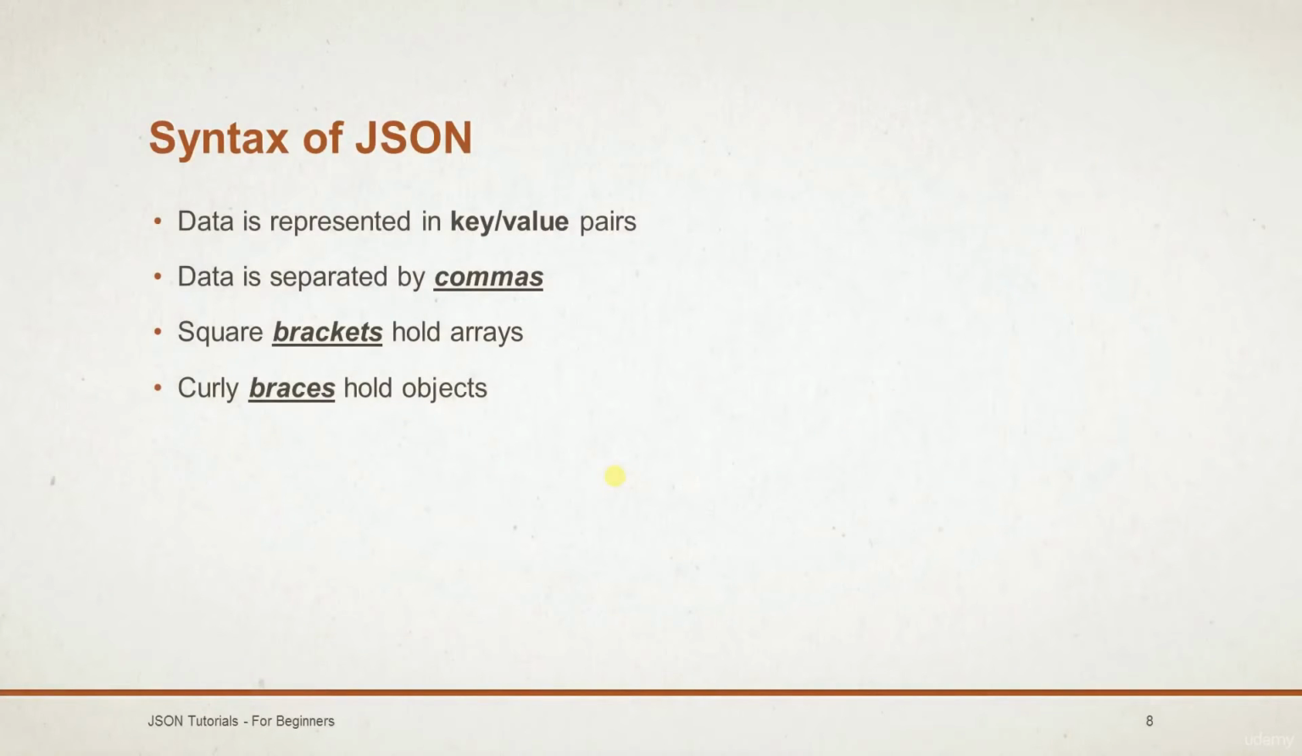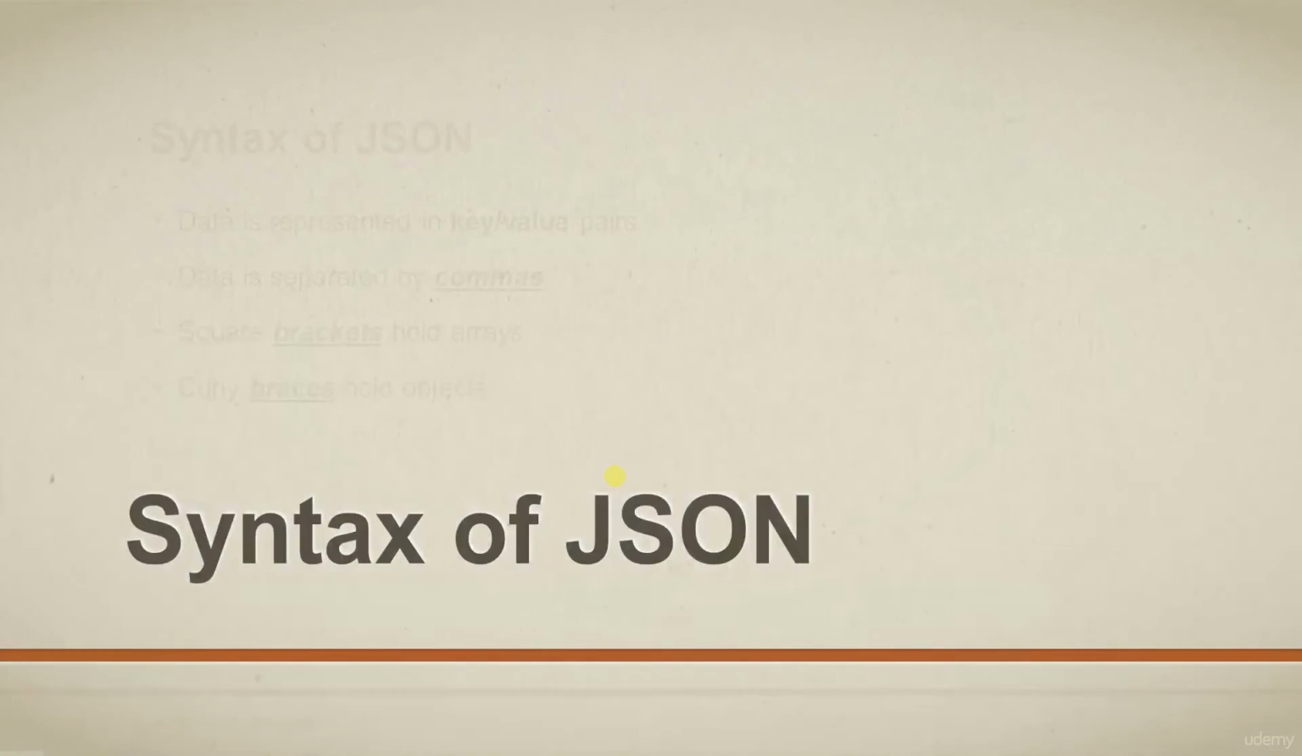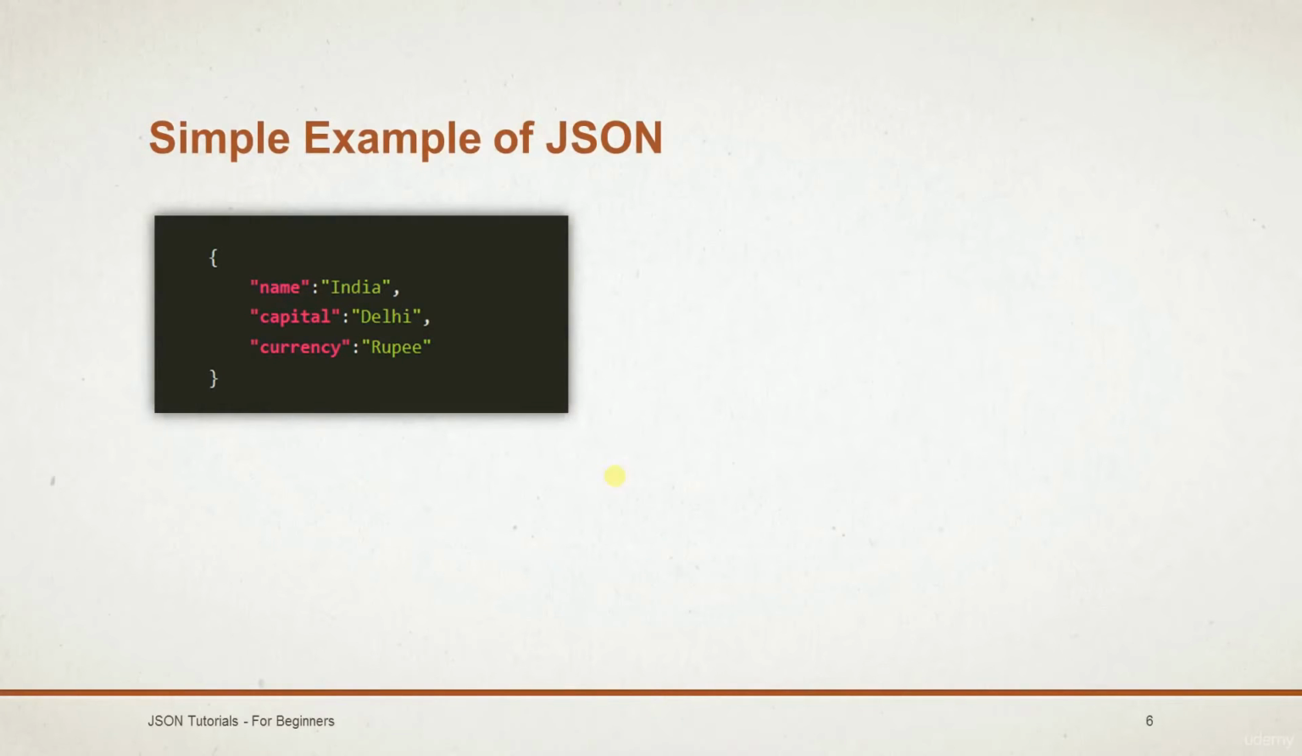In JSON, all the data is stored in the form of key-value pairs, which are usually known as properties. Key and value are separated by a colon. Entire properties are separated by a comma. For creating an array in JSON, we need to use square brackets, and for creating an object, we need to use curly braces.